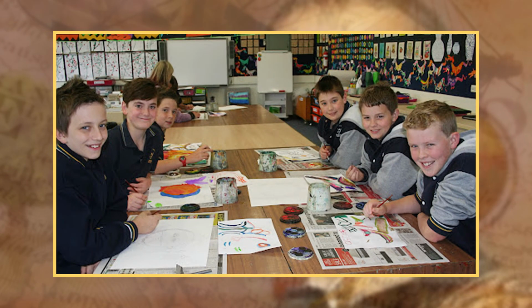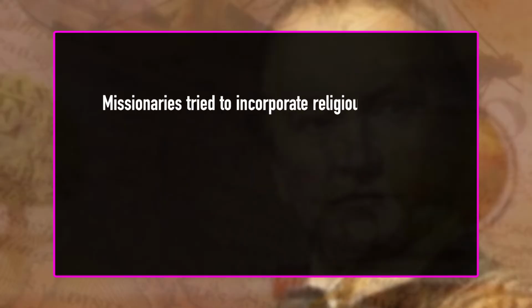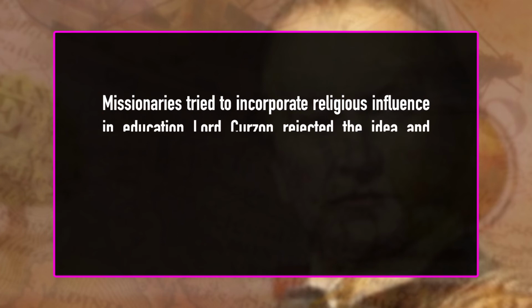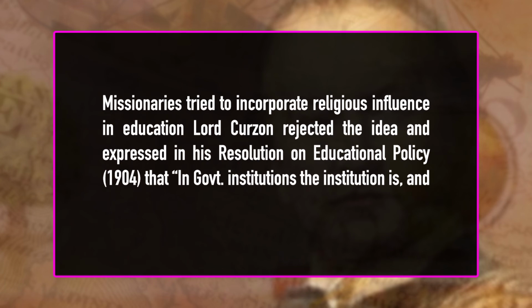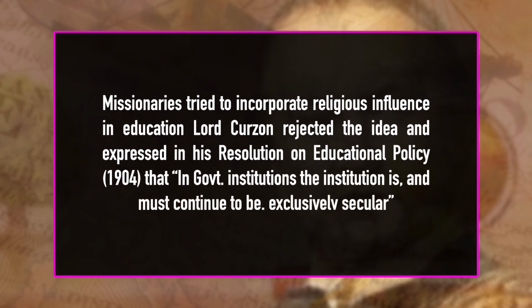Schools of art were reformed, which had failed in their primary object of promoting Indian art. Curzon directed that the schools should be continued with certain modifications in their subjects, methods, and organization. Although the missionaries tried to incorporate religious influence in education, Lord Curzon rejected the idea and expressed in his resolution on educational policy 1904 that in government institutions, the education is and must continue to be exclusively secular.